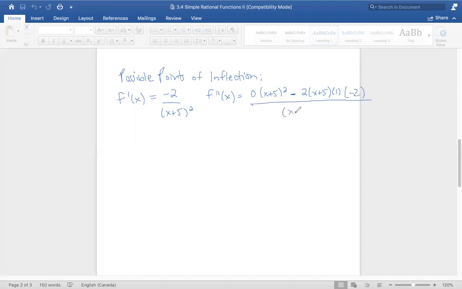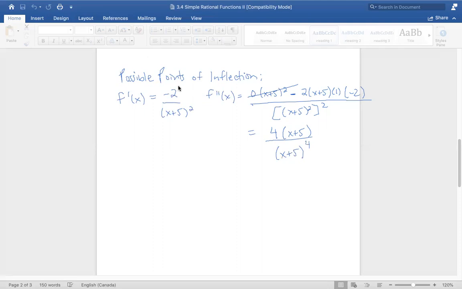x plus 5 is already squared, so don't get confused about that. Then put square brackets and square it again. Then it's just a matter of cleaning things up the best I can. 0 times this is just 0. Then I have -2 times 1 is -2, times another -2 is +4. So I have the +4 still with the bracket, x plus 5 multiplied by x plus 5, all over x plus 5 to the exponent of 4.